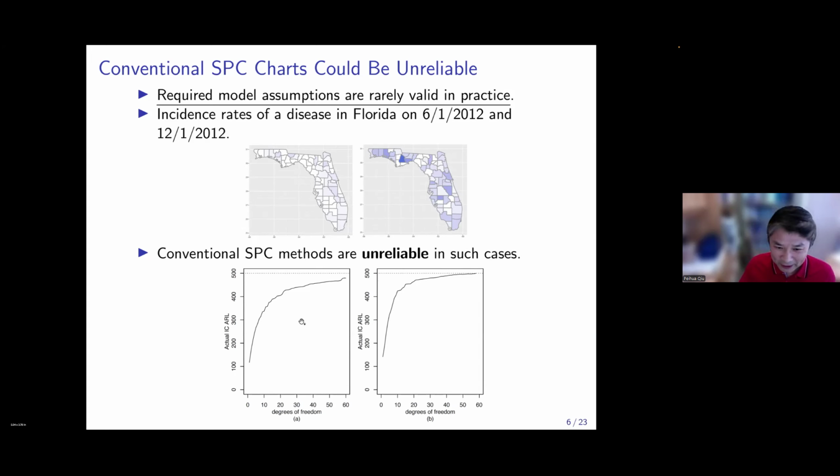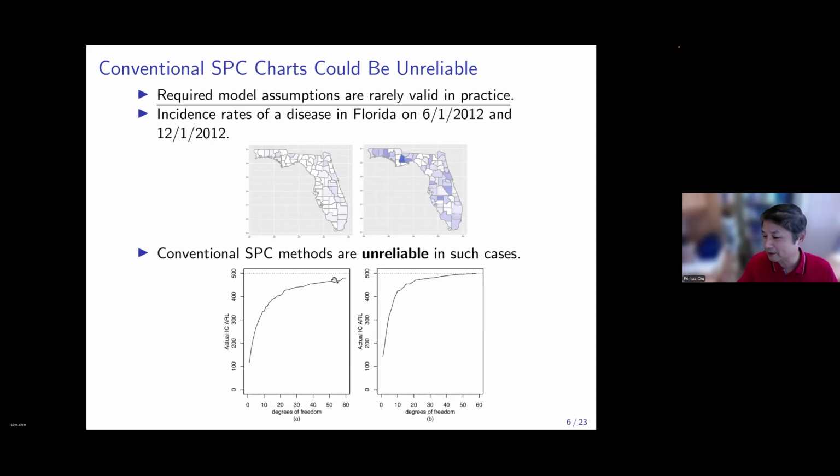I use this toy example. Assume the in-control distribution is normal 0, 1. That's the in-control distribution, normal 0, 1. But the actual distribution is the standardized version of the chi-square distribution. Standardized version means we make the mean 0 and the standard deviation 1, but its shape is skewed. It's a chi-square distribution. Let the degrees of freedom change, for example, from 2 to 60. Then the nominal or assumed ARL0 value is 500.